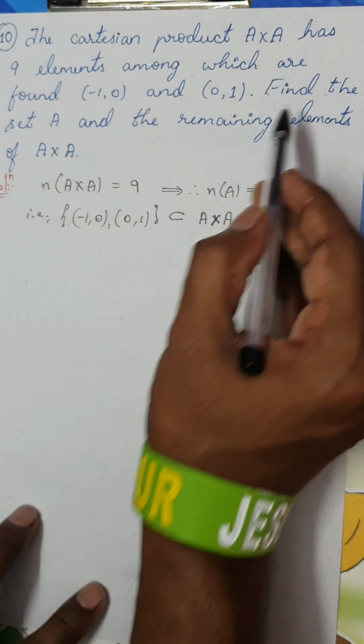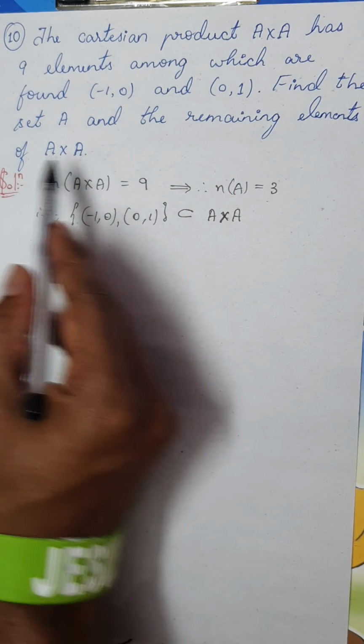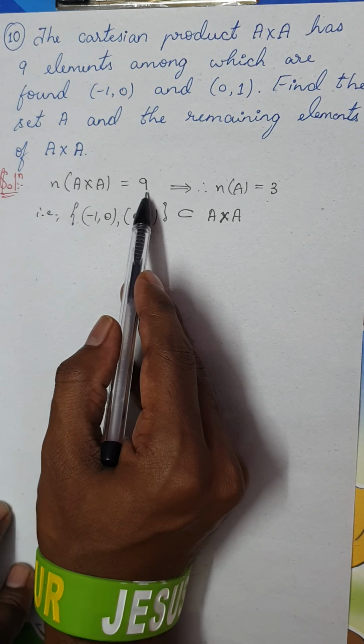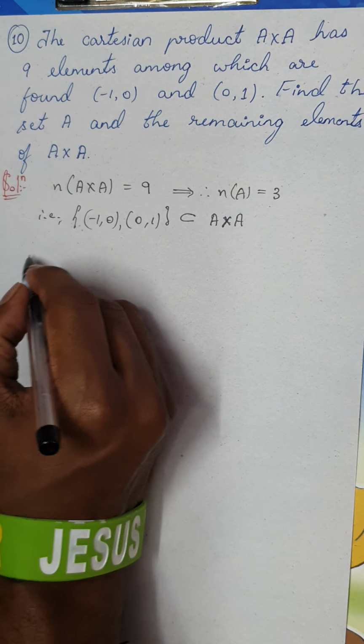Next, what you have to find? Find the set A. First you have to find the set A and the remaining elements of A cross A. You should have 9 elements, only 2 are given. You have to find out the remaining 7. Okay, therefore it's a very simple question. You have to note it down carefully.